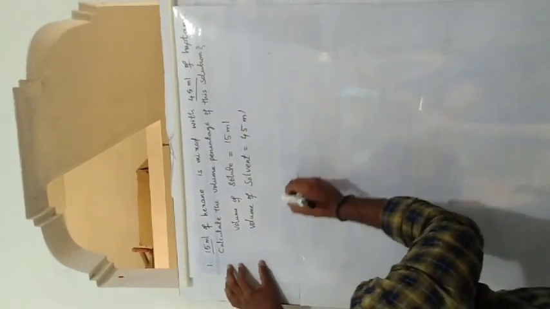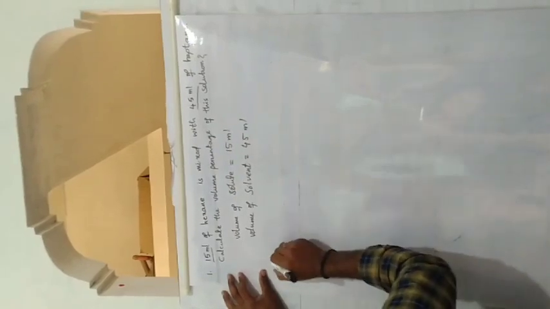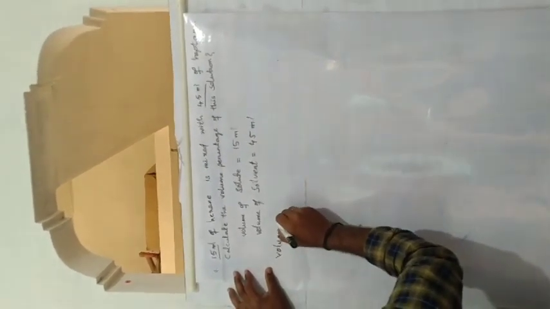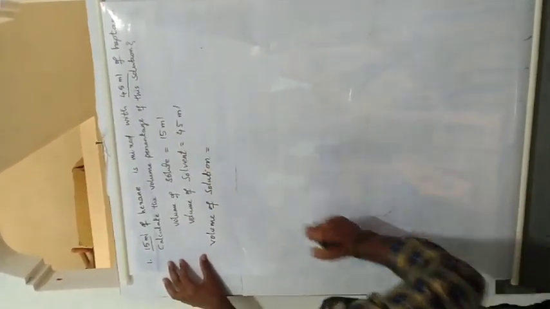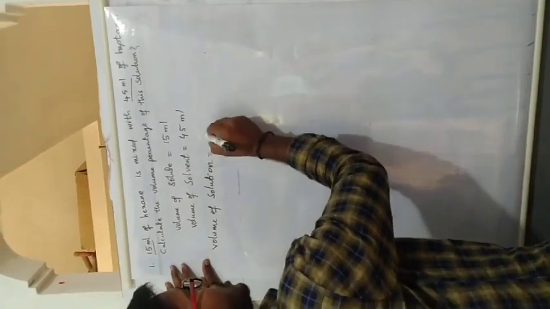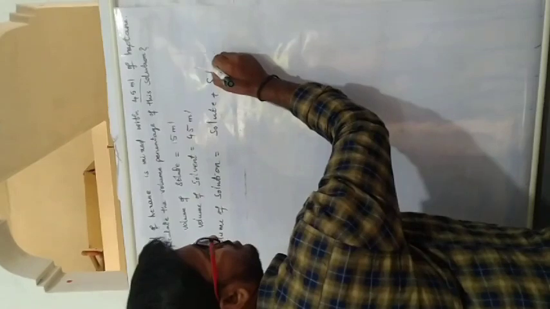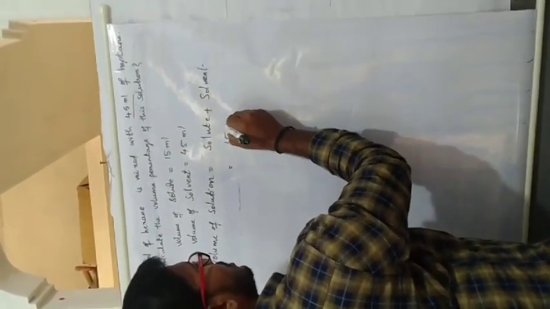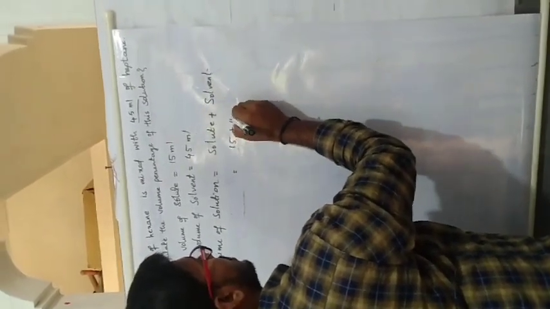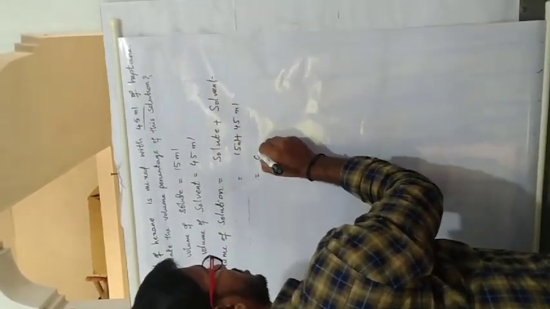Now we need to find the total volume of solution. What is the formula? Volume of solution is solute plus solvent. Solute is 15 ml plus solvent 45 ml. Total 60 ml volume of solution.